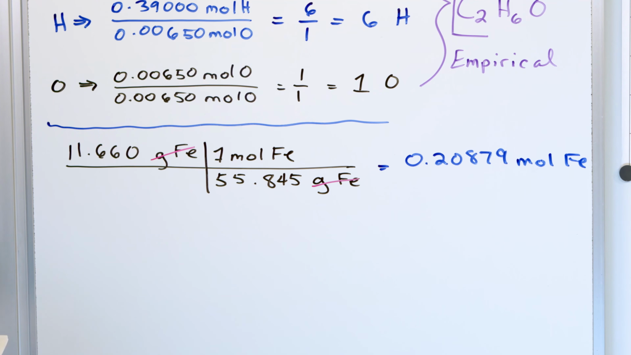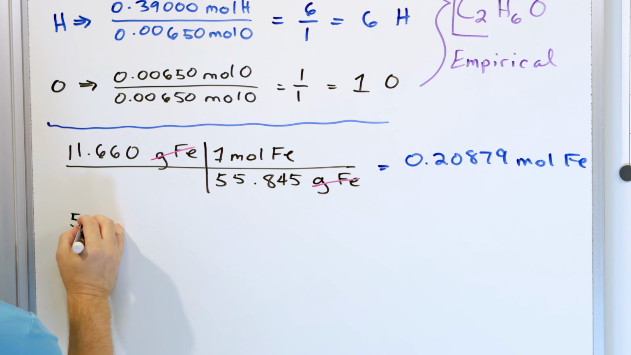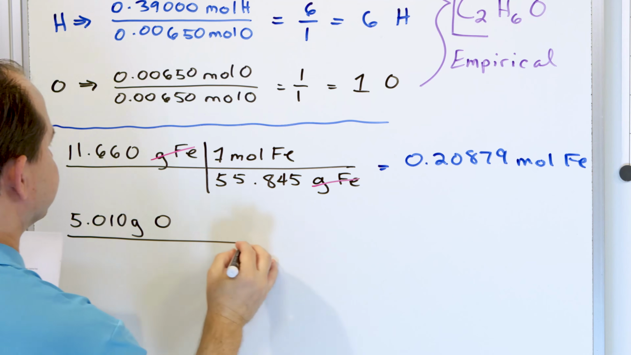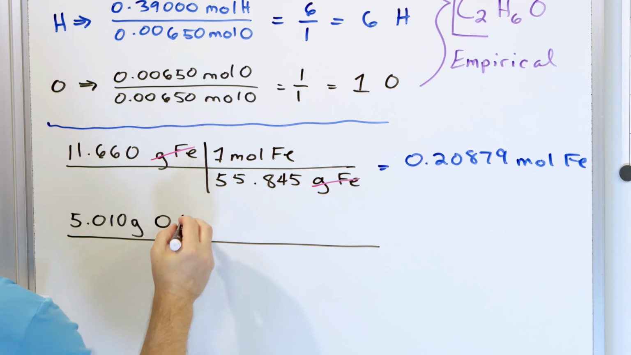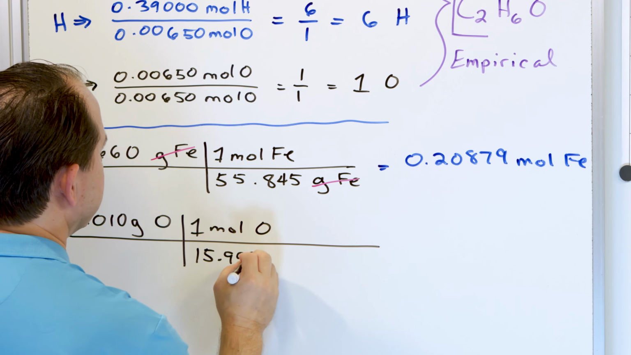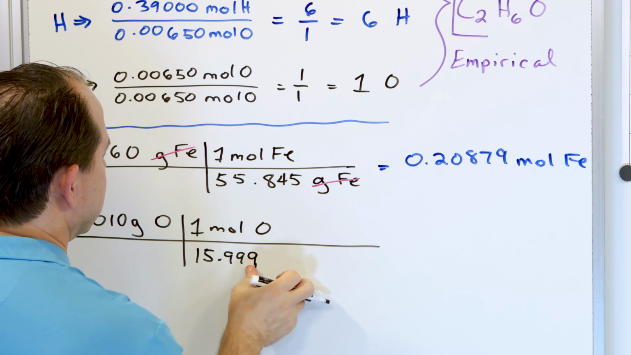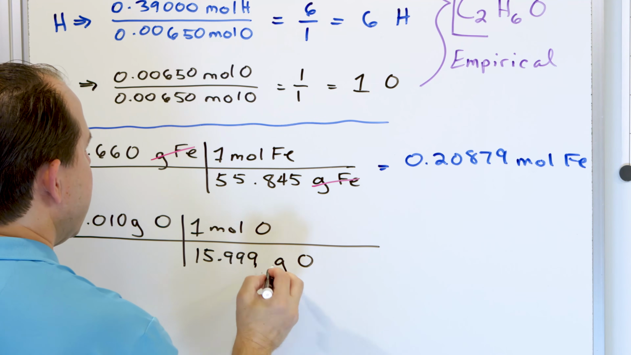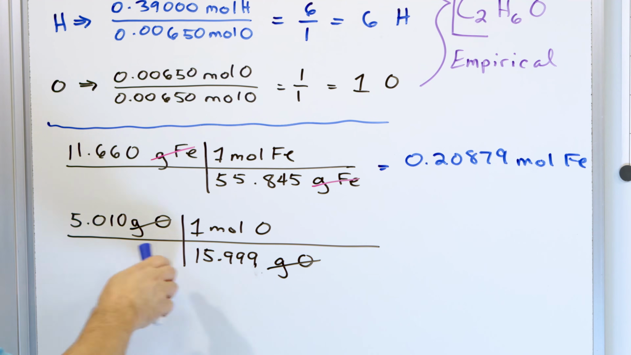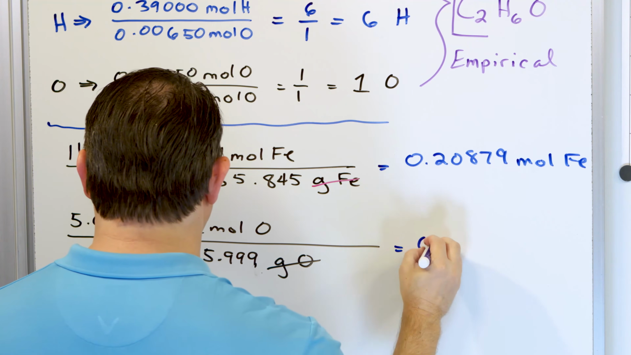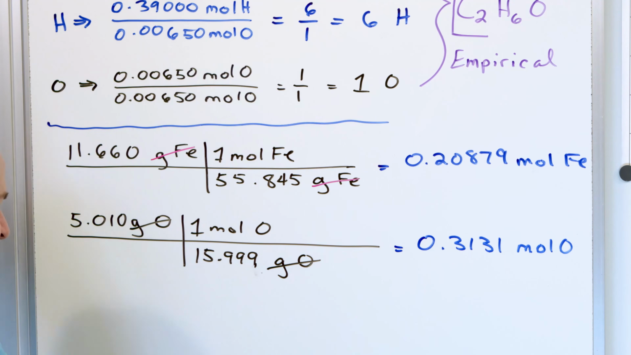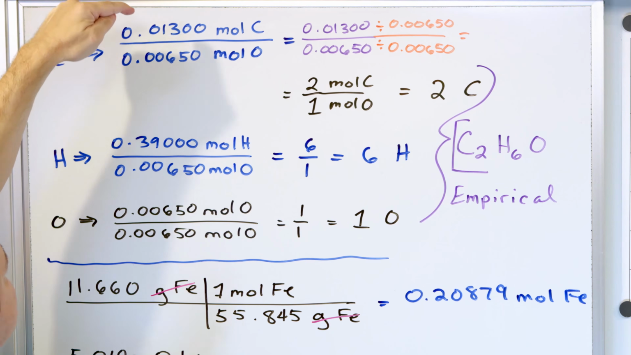All right, now we got to do it again because we have another species here in our little experiment. We're also told that we have 5.010 grams of oxygen. We know that 1 mole of oxygen is 15.999 grams of oxygen, and we cancel the grams with the grams, so essentially we have to divide again. So if we take 5.010 divided by 15.999, what we get is 0.3131 moles of oxygen.